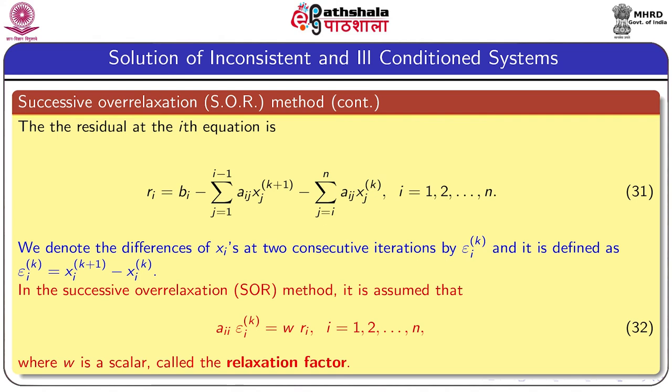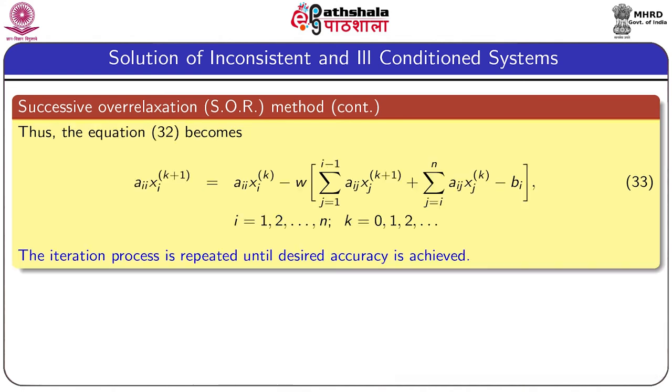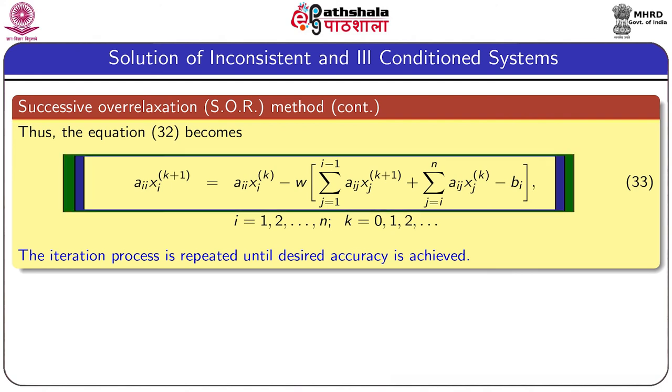In the successive over relaxation method, it is assumed that aii epsilon i^k equal to W Ri, where W is the relaxation factor, Ri is the residual defined by equation 31, and epsilon i^k is the error occurred at the ith variable at the kth iteration. Thus, equation 32 becomes aii xi^(k+1) equal to aii xi^k minus W into the right hand part of the above expression, that means equation number 31.